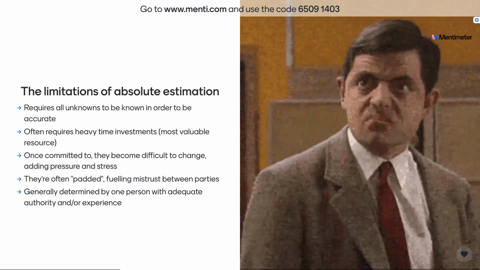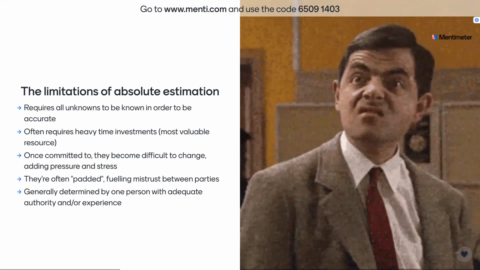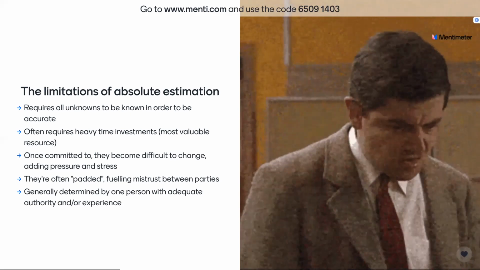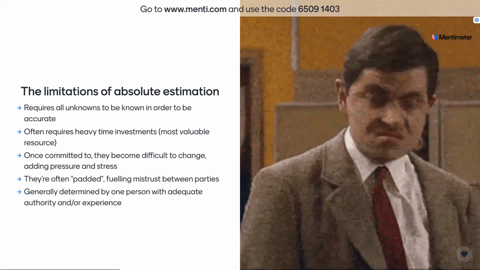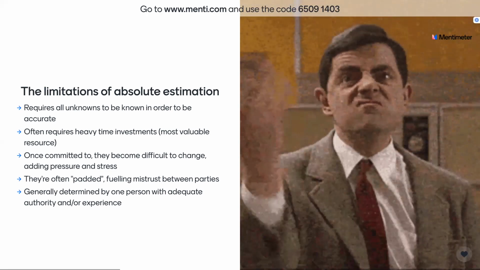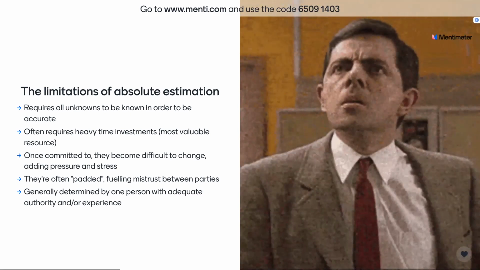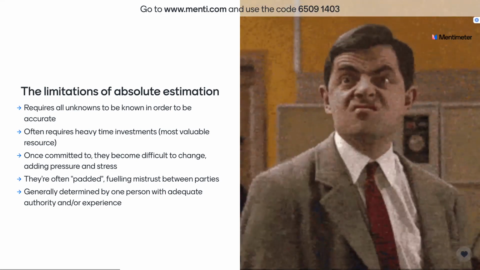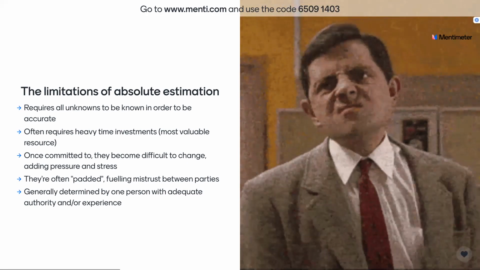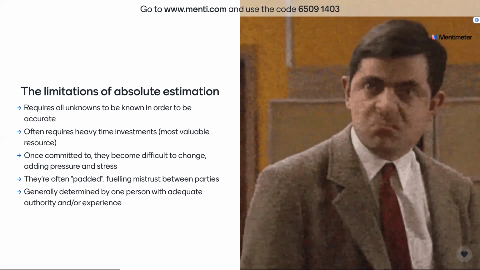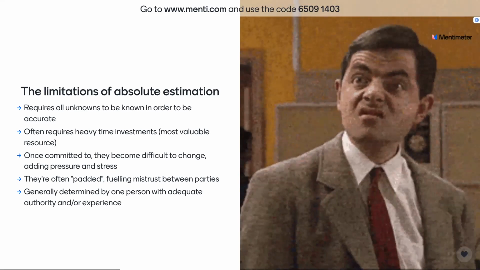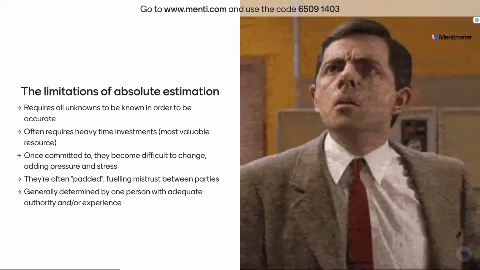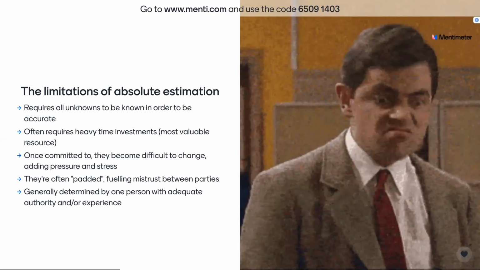To combat that, they're often padded. So we might think, okay, it'll take 5 days, but we'll say no, it's going to take 8 days or 10 days or 30 days or whatever it is, because we don't want to set it too low and get it wrong and have a bit of a tough time. So we inflate it. And that does ourselves an injustice on what our skill sets are potentially capable of. It's not targeting those actual challenges in the environment that could derail us, therefore causing mistrust in terms of reality versus what we're portraying to stakeholders and what we're actually capable of. And lastly, they're generally determined by one person, generally with the adequate authority and or experience. So it's a subjective view in terms of how long something might take.